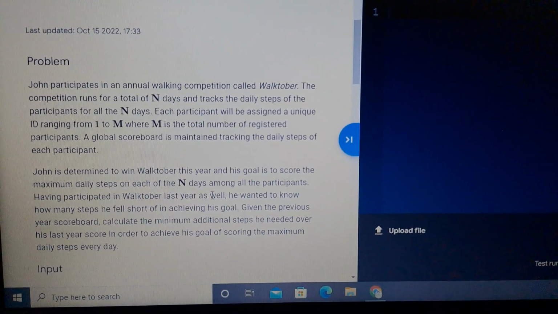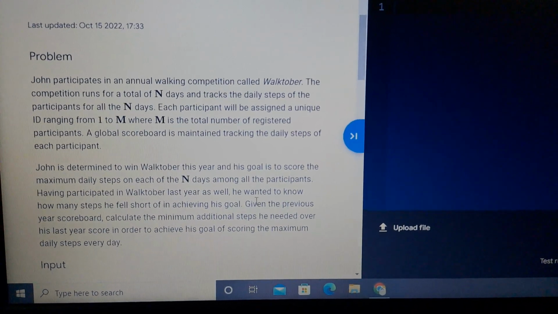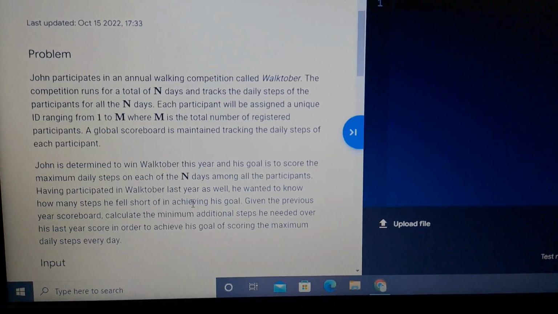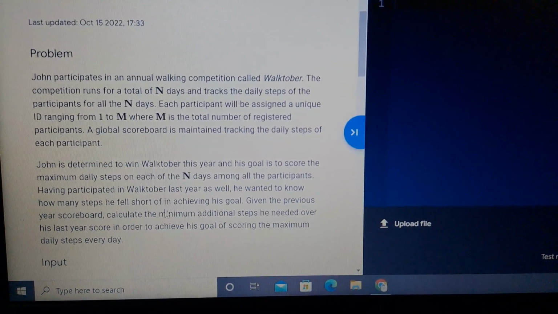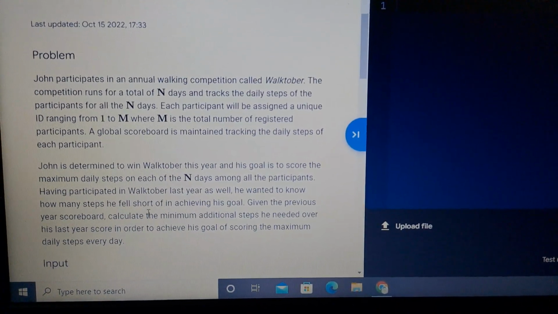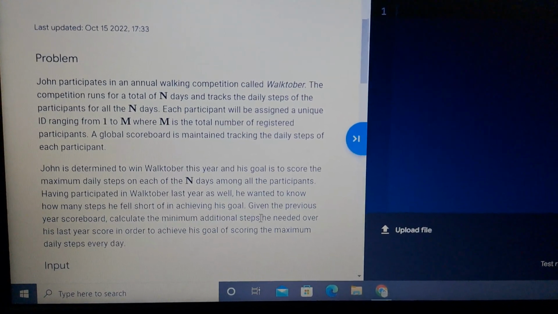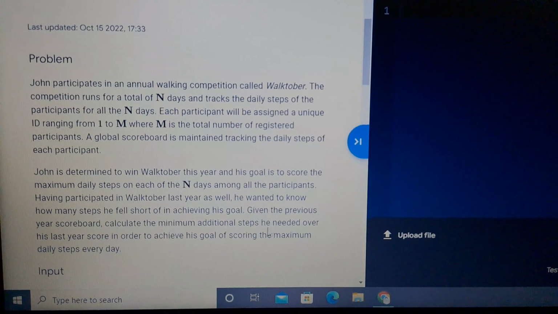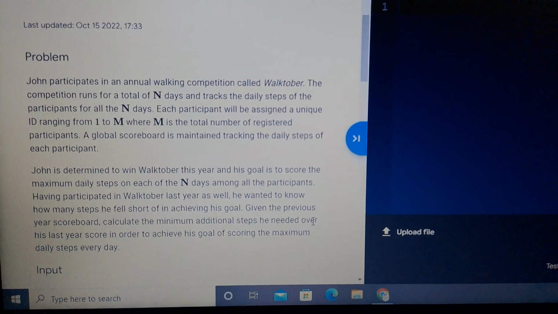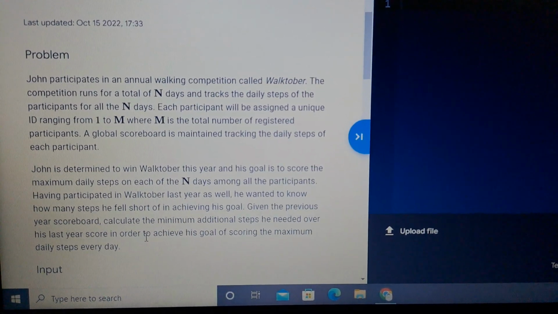Having participated in October last year as well, he wants to know how many steps he fell short of in achieving his goal. Given the previous year's scoreboard, calculate the minimum additional steps he needed over his last year's score in order to achieve his goal of scoring the maximum daily steps every day.